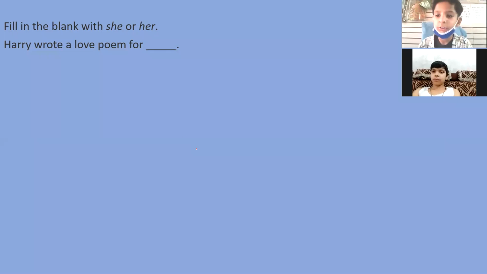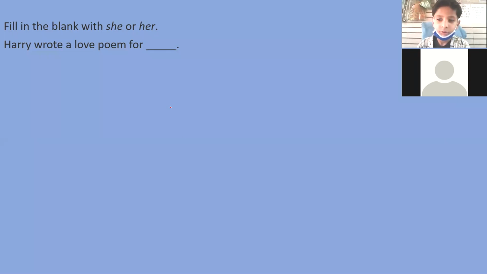Sir, she. Okay, you have tried very well, but beta, here her will come. Why her? Because I have told you after the preposition we need to write the objective case pronoun. So for is a preposition, that's why we need to write her here, because her is objective case pronoun. Right?